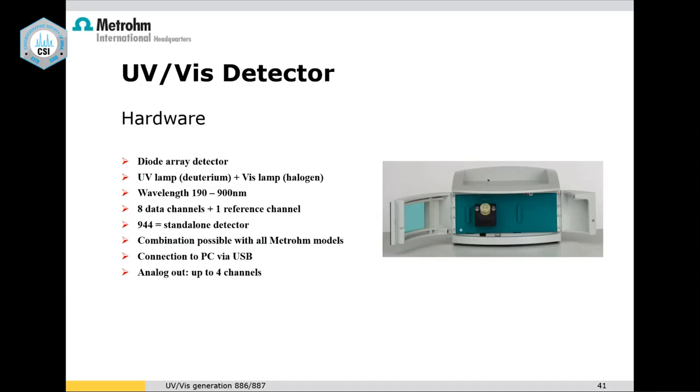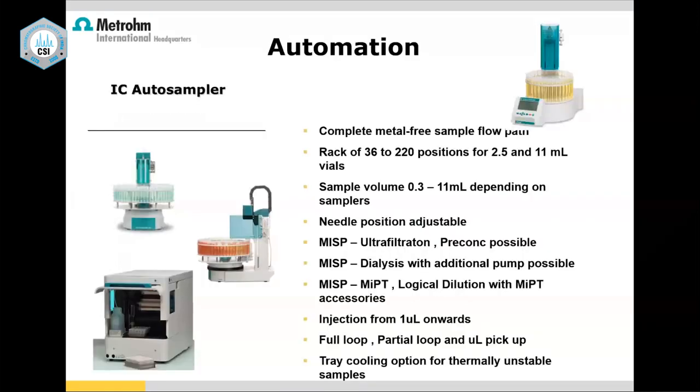This is a diode detector from Metrohm. And if the number of samples exceeds 20 per day, I would prefer an autosampler. We have autosamplers from 36 positions right up to 220 positions, and we also have an HPLC-based autosampler, which is normally used for microliter pickup, especially for amino acids or carbohydrates.